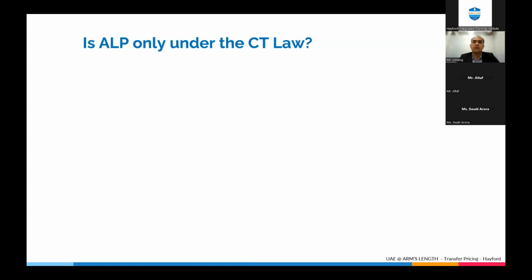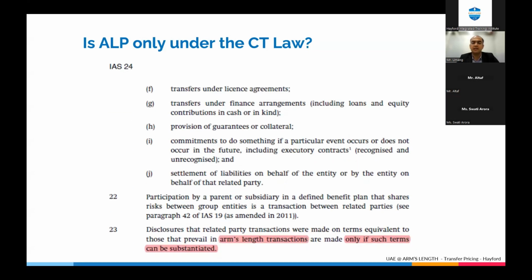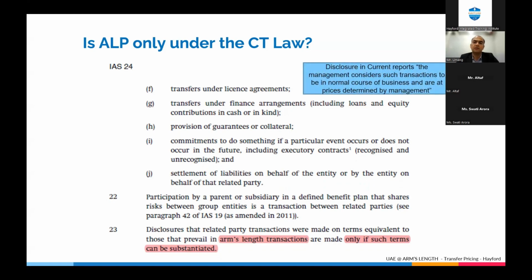Also, one more interesting element: while the arm's length principle or arm's length price has been highlighted in terms of the CT law, or came to light from a CT law point of view, it's not a new concept, right? It always existed with respect to IAS 24 also, where the disclosures in respect of related parties, which were made as a part of IFRS 24, were supposed to be done at arm's length.